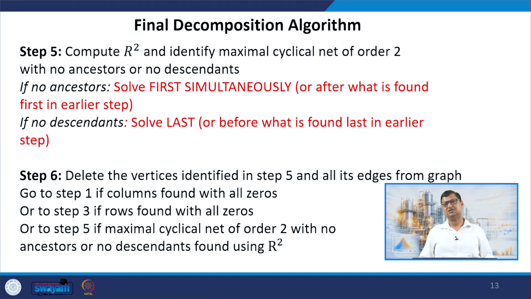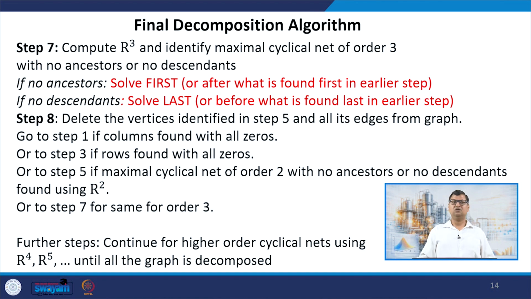Again, we go back to step 1. We look for columns containing all zeros. If not, then rows containing all zeros. It is very, very important that we go back after every reduction to the very first step. And then again cyclical nets of order 2 containing no ancestors or no descendants. And then once I am done with that, we go ahead and look for R cube, and whatever steps I did for R square, I do for R cube as well. This is going to be cyclical nets of order 3.